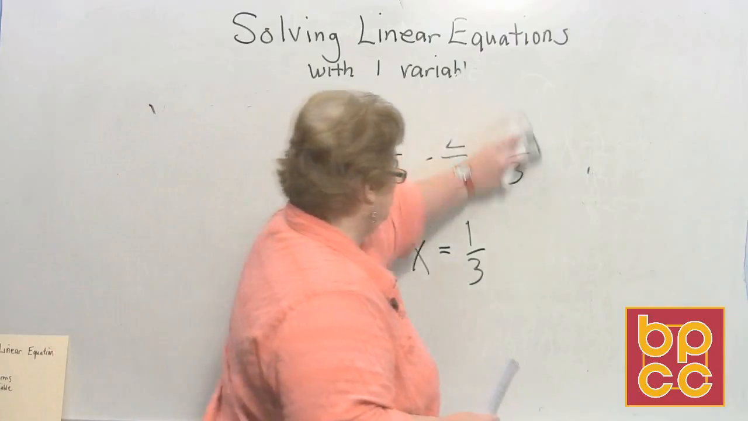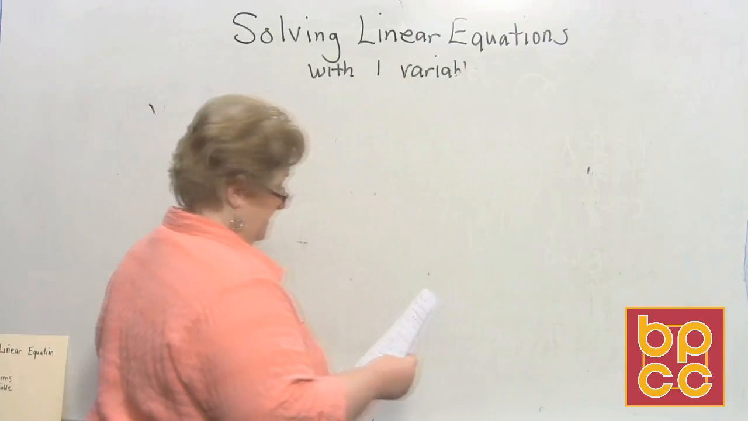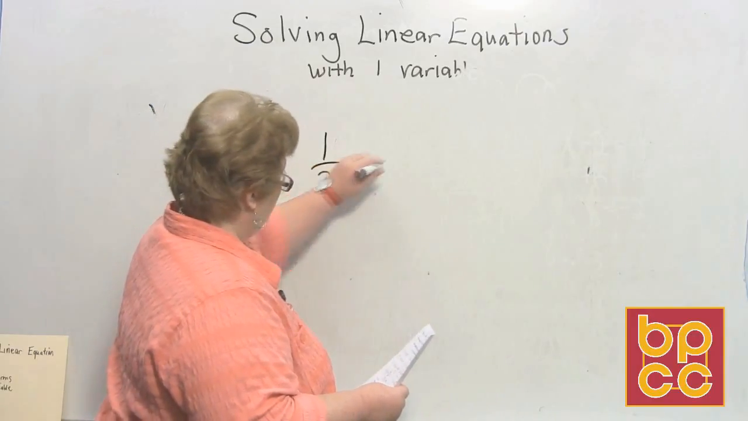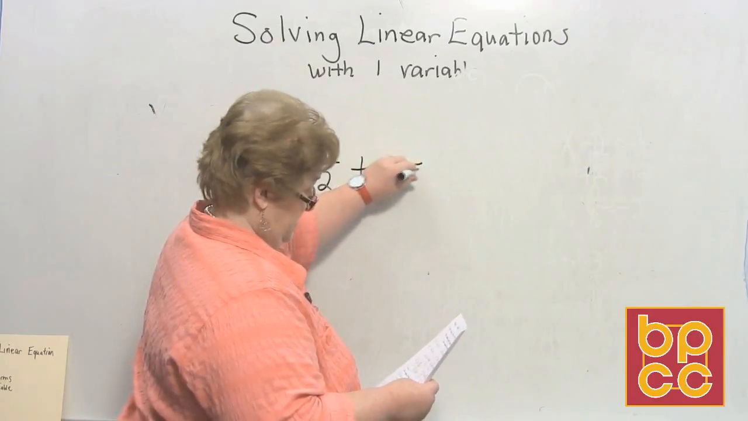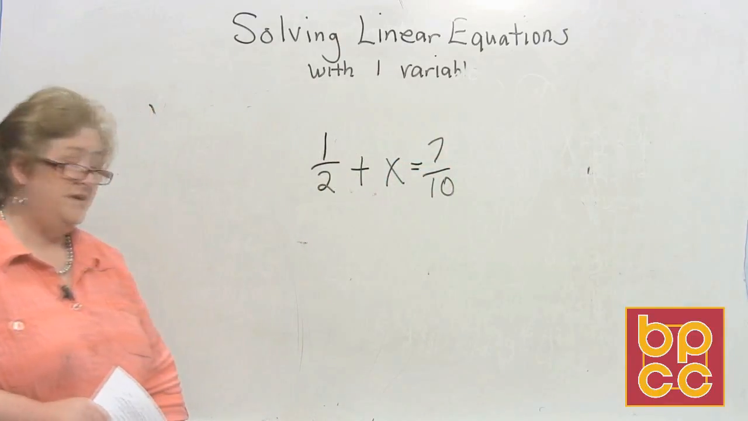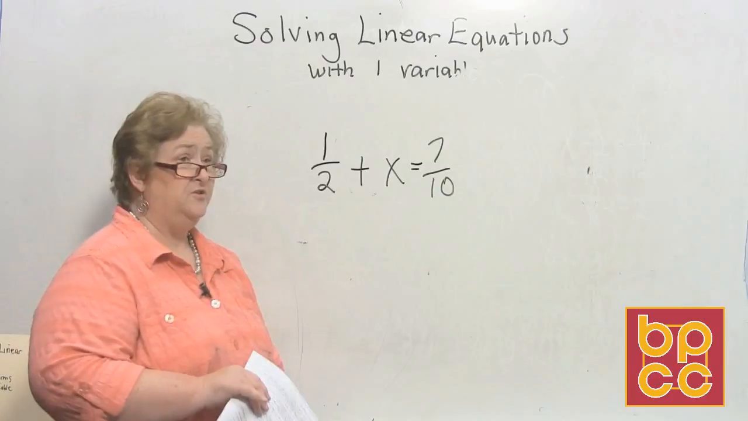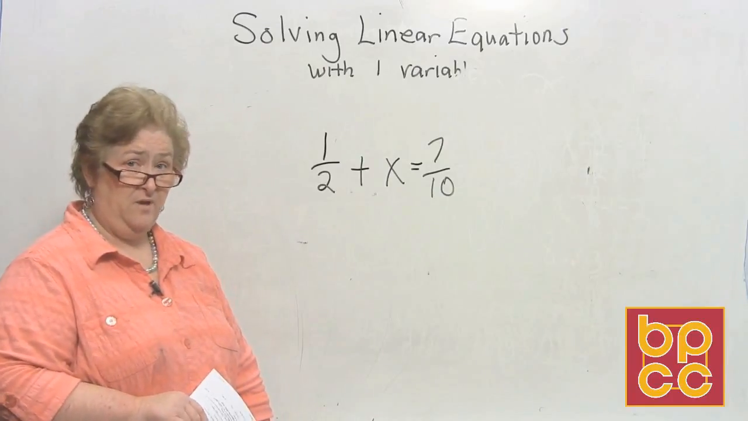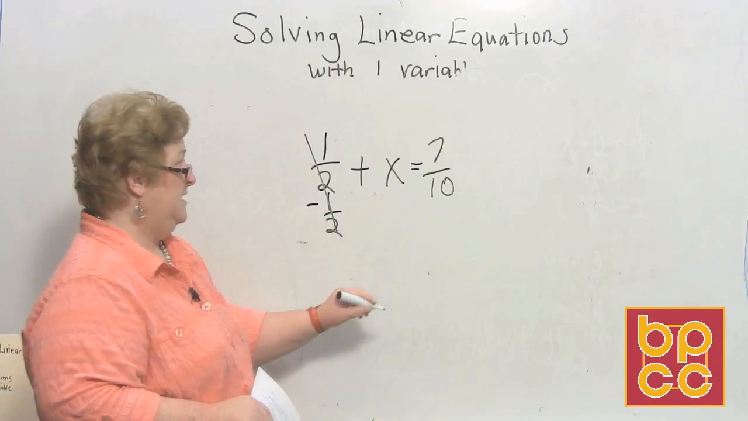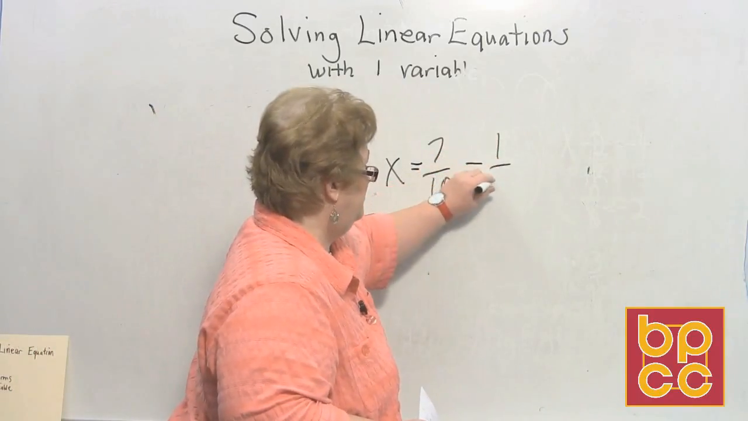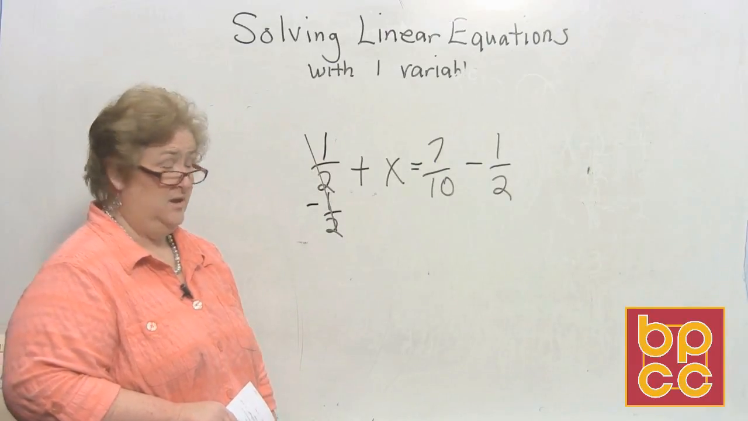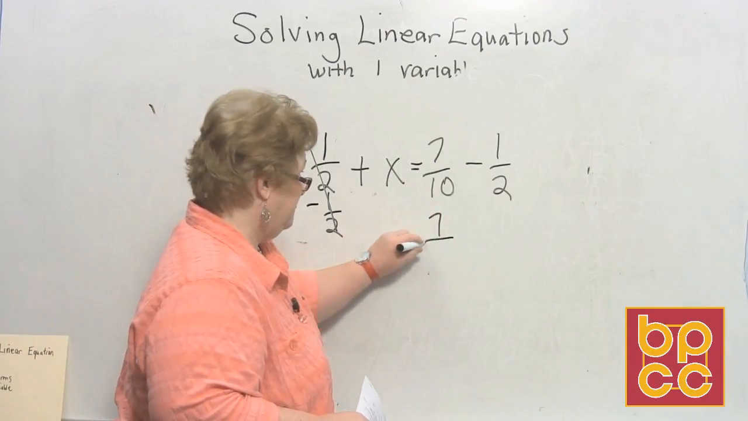All right, I think we need to try another fraction or two. Okay, how about this one? I'd like to do 1/2 plus x equals 7/10. Okay, now the 1/2 needs to leave. So I'm going to do a negative 1/2 or minus 1/2 on both sides. Negative 1/2 to clear. And over here, I'm going to do a negative 1/2. Now that says 7/10 minus 1/2.